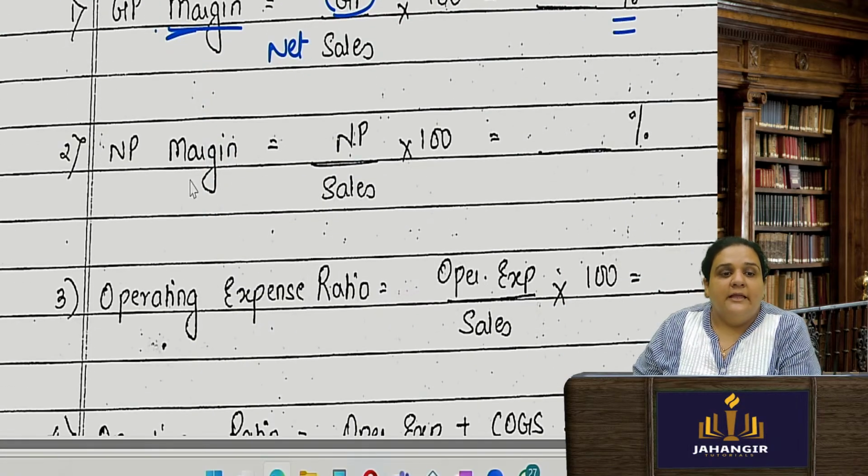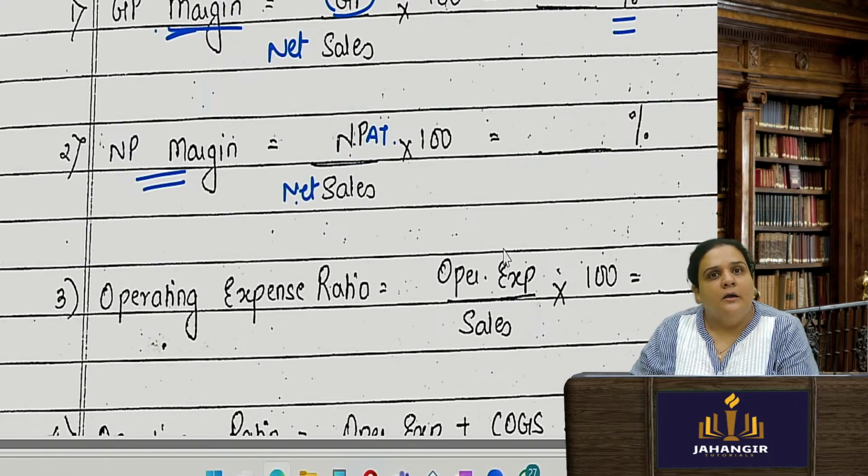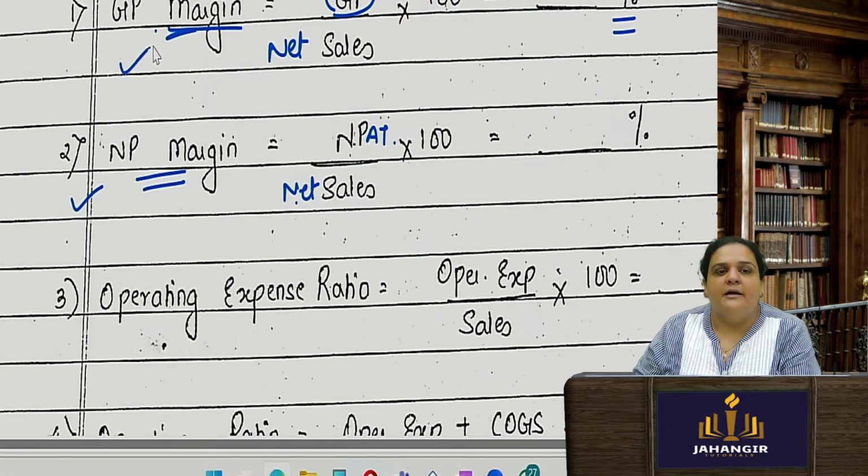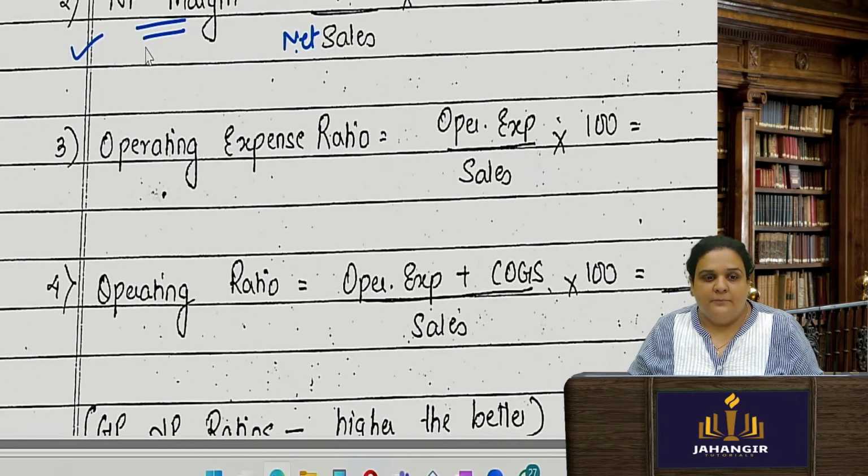Correct? Then net profit margin is actually your net profit after tax, everything you have completed paying, upon again sales or net sales into 100. Okay, so gross profit margin and net profit margin.